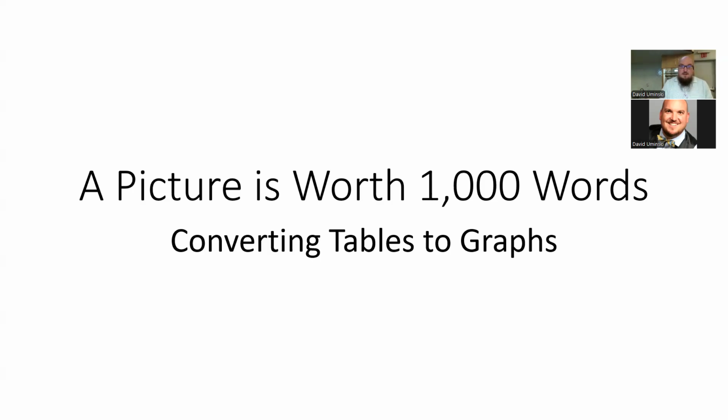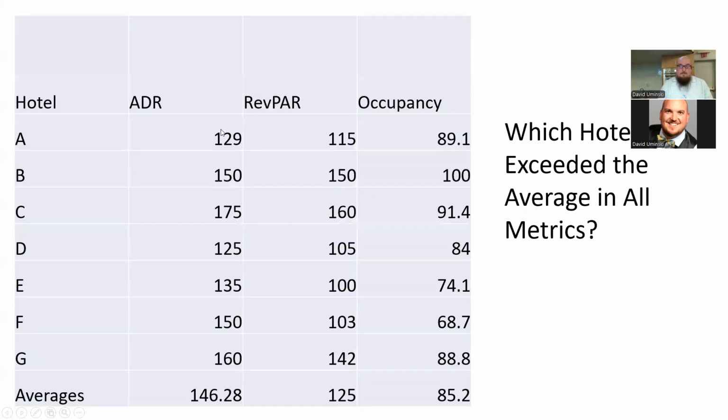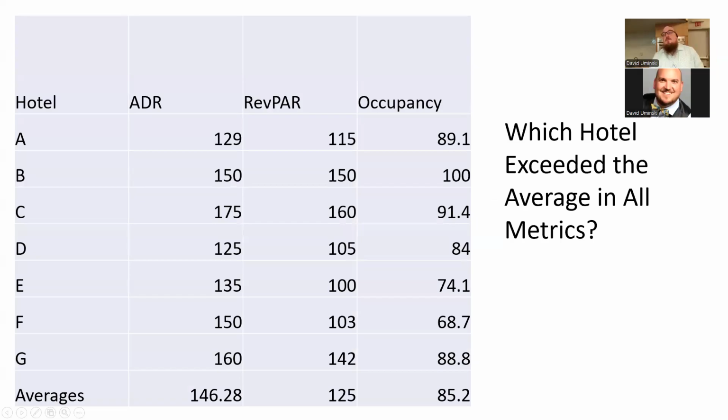Let's take a look at these numbers here. Which hotel exceeded the average in all three metrics? Who can tell me? Hotel C. Yes, Hotel C is one of them. G as well.